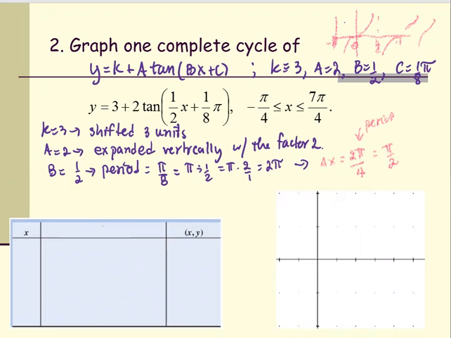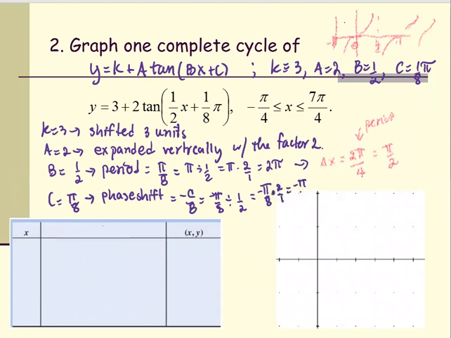The value c, which is pi over 8, is used to compute the phase shift, or the first point of the cycle. The phase shift, which is negative c over b, negative pi over 8 divided by b, which is 1/2. Write it as multiplication of the reciprocal. We have negative pi over 8 multiplied by 2 over 1, or negative pi over 4. This way, we can see that the graph will start at negative pi over 4.